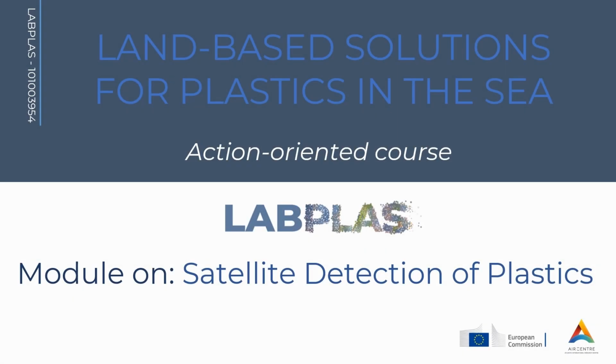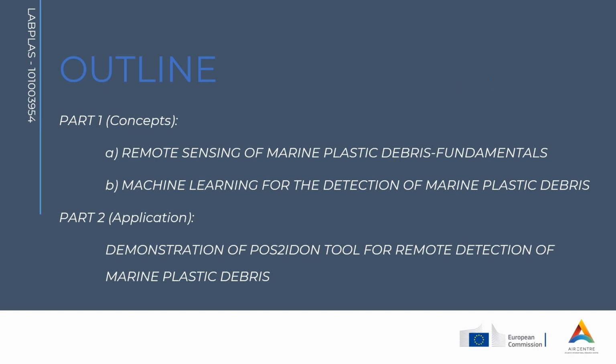Welcome to the module on satellite detection of plastics. This module is divided in two main parts. In the first, we will explore how remote sensing methods, satellite technology, and machine learning are utilized to identify plastic debris pollution in the sea. We will delve into the fundamental concept and learn how satellites can detect plastic with the help of machine learning.